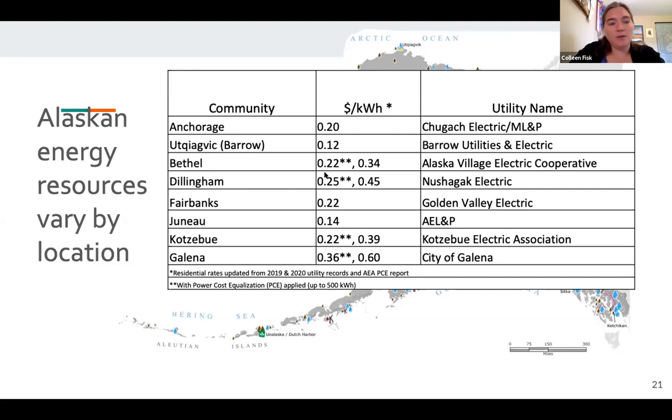So the other thing I want to point out, I think my next slide talks about power cost equalization. I wasn't familiar with this, also called PCE.